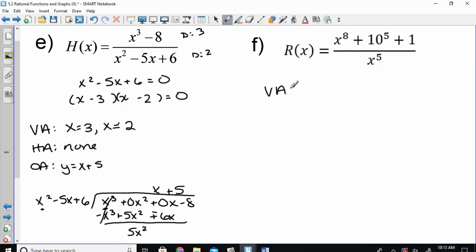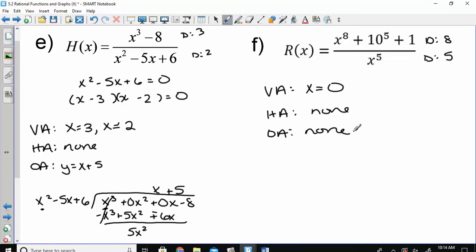This one, what's my vertical asymptote? 0. It's the bottom equal to 0, so x is 0. What's the degree of the top? 8. The bottom? To be a horizontal asymptote, the top has to be smaller or the same, and we don't have that. To be an oblique asymptote, what has to be true? The top has to be 1 higher, and we don't have that. So it's possible that you won't have either one of those things.